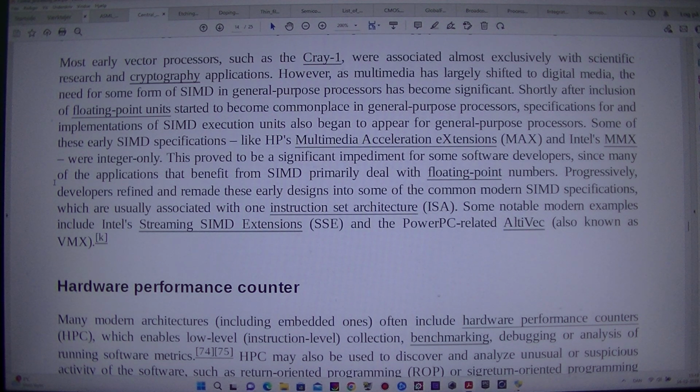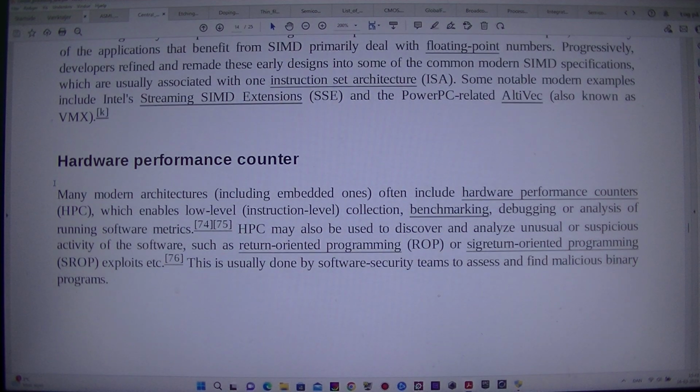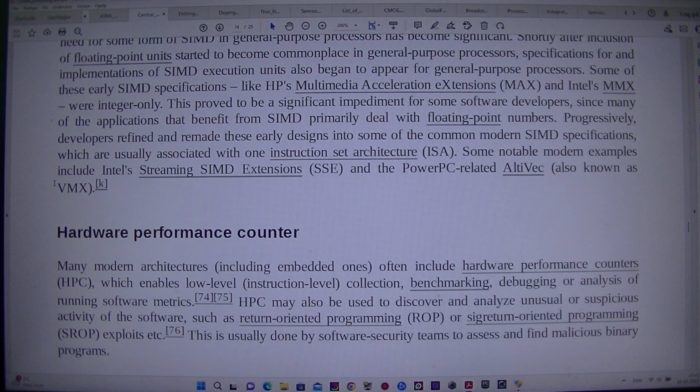Hardware performance counter. Many modern architectures, including embedded ones, often include hardware performance counters, HPC, which enable low-level, instruction-level collection, benchmarking, debugging or analysis of running software metrics.